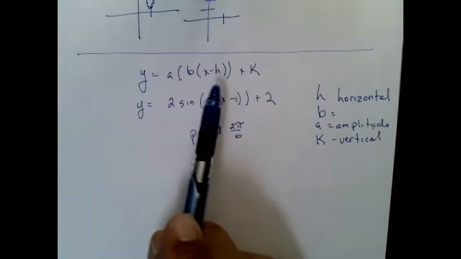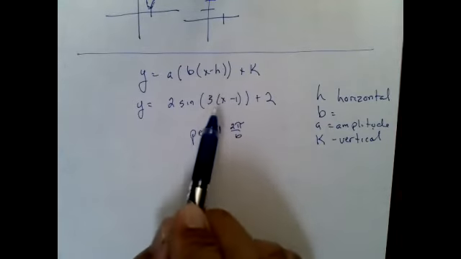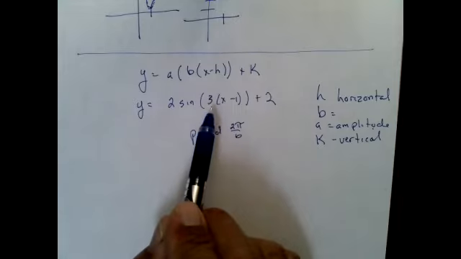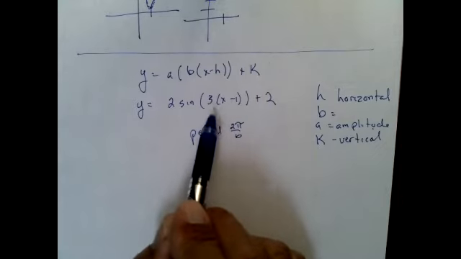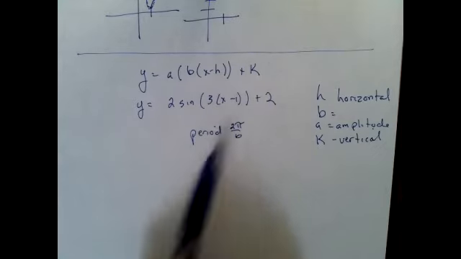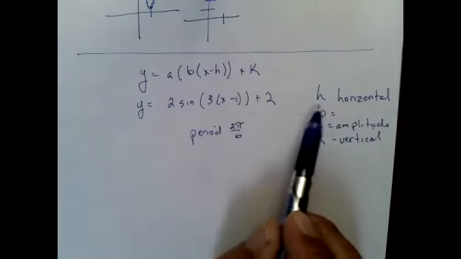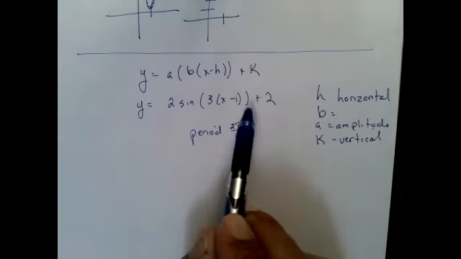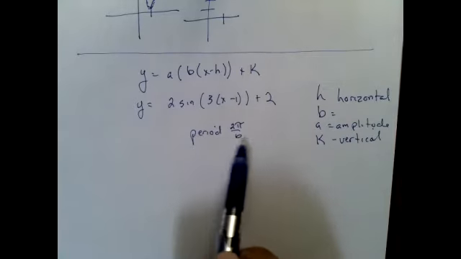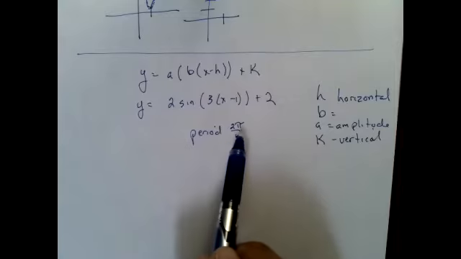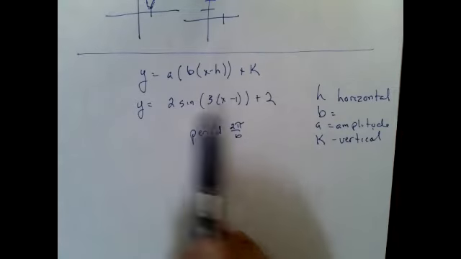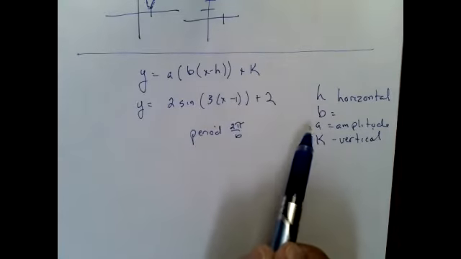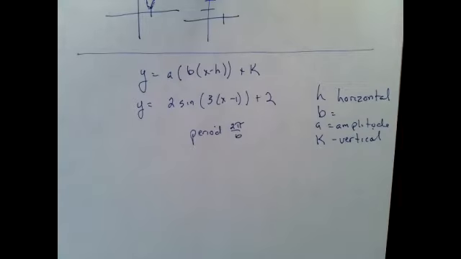Again, we had a similar layout, but this time one of the things we had to remember was to factor out that B. It couldn't be part of that; this had to be in parentheses. So now the H is 1, that's my horizontal shift. The B is 3, which changes my period to 2 pi over 3. The amplitude is 2, and the vertical shift, I'd move the whole thing up 2. And then we would go about graphing that.